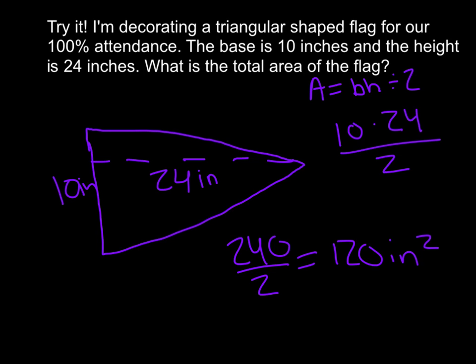Alright guys, you should have got something like this. So remember, our area equals base times height divided by 2. So you take your base, 10, your height, 24, multiply them together, you should get 240, divide it by 2, you should get 120 inches squared.